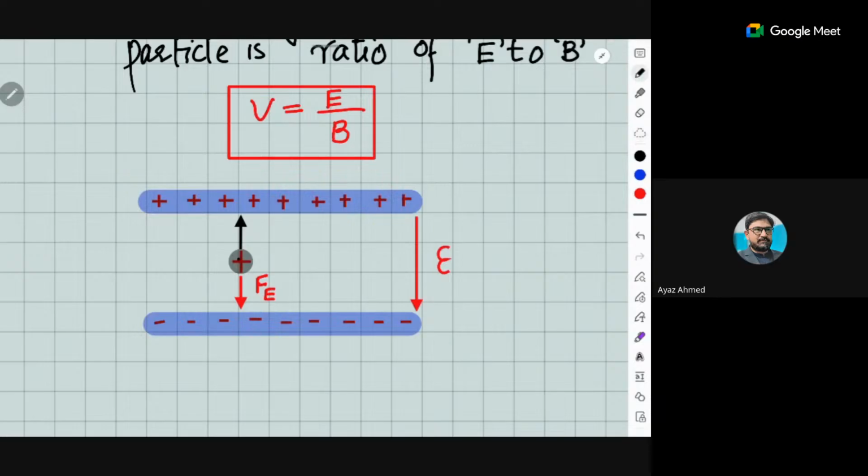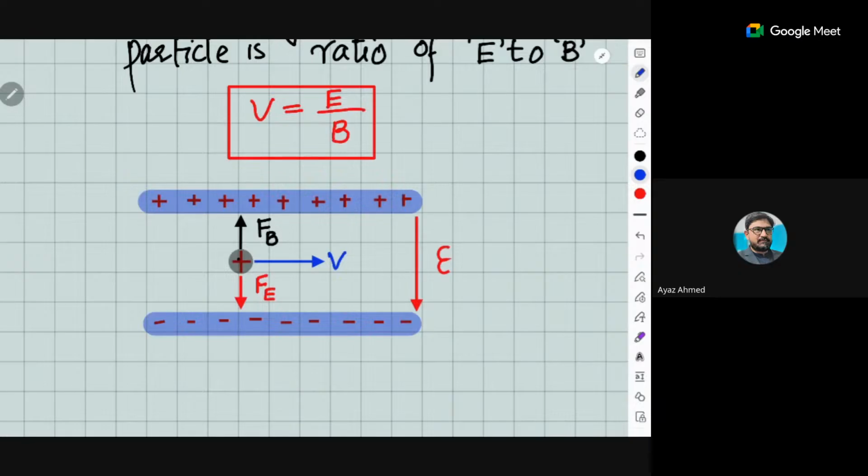Now look, where will you draw the crosses? Sorry, what will be the direction of the magnetic field? Into the page or out of the page? If I want a magnetic force in the upward direction, what should be the direction of the magnetic field on a positive charged particle which has the velocity in this direction?